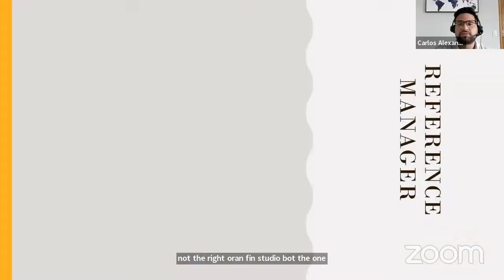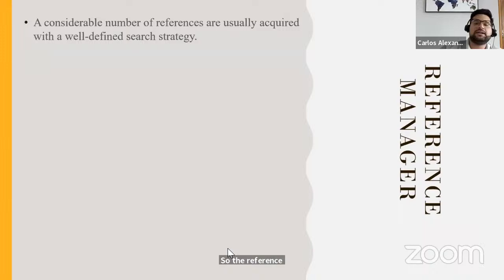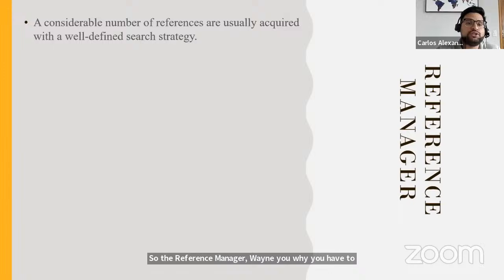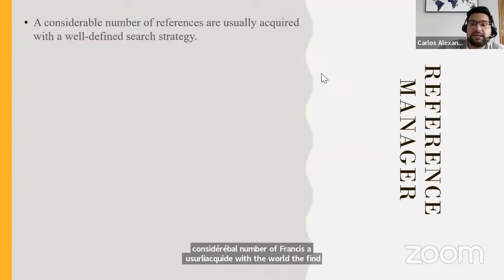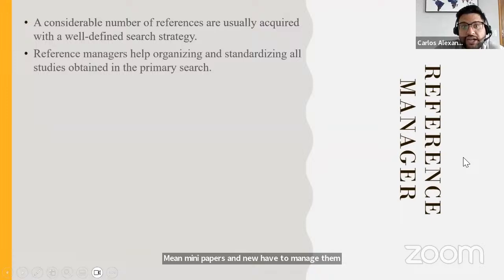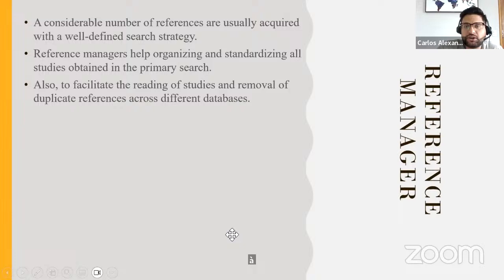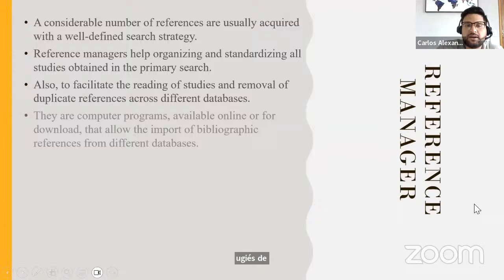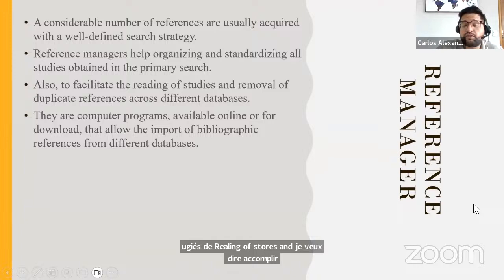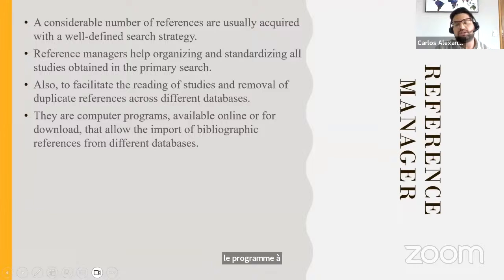So the reference manager, why do you have to use a reference manager? When you do a systematic review, a considerable number of references are usually acquired with a well-defined search strategy. So you can have many, many papers, and you have to manage them somehow. The reference manager helps to organize and standardize all the studies obtained in the primary search. Also, it can facilitate the reading of studies and screening and removal of duplicates. Usually there are computer programs available online or for download, such as software, and they allow you to import references from different databases.